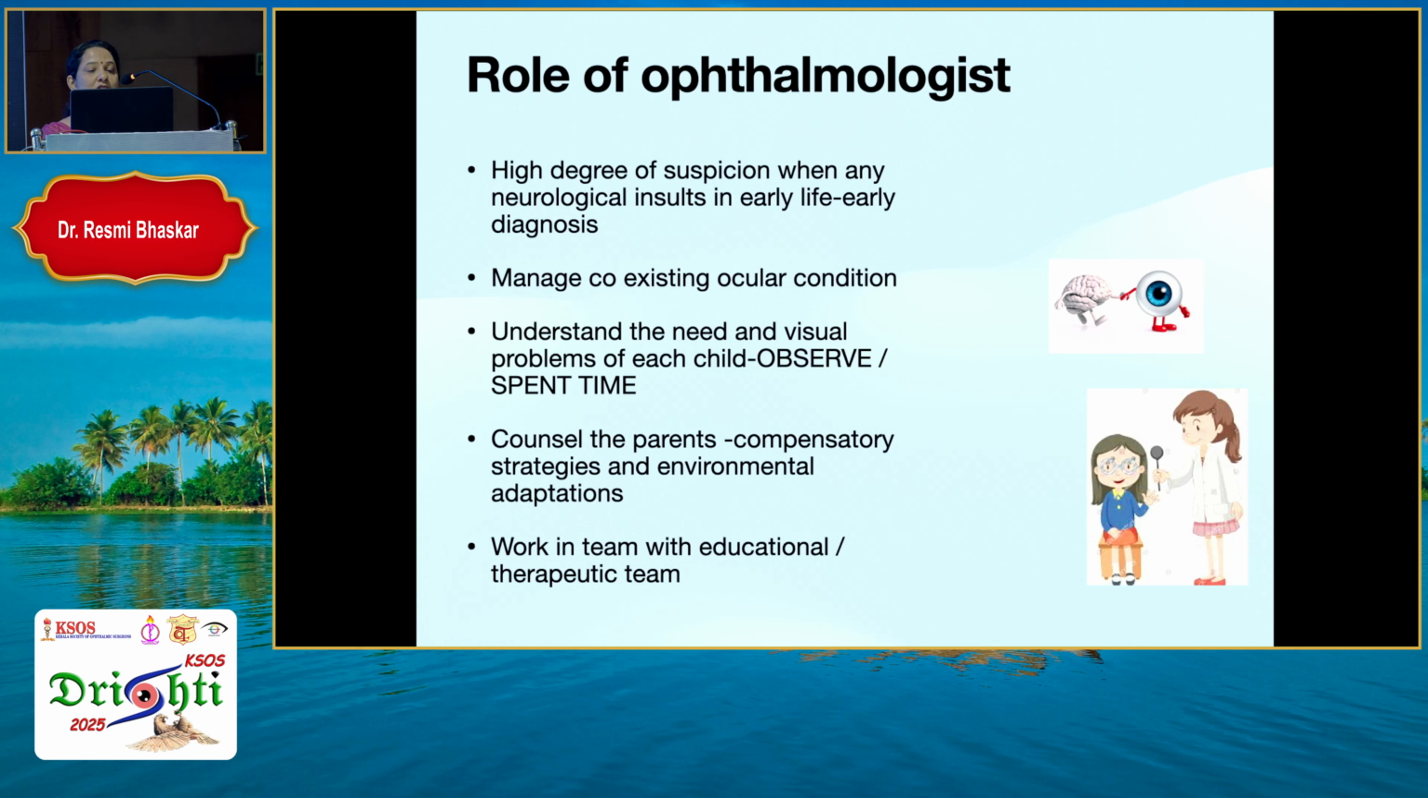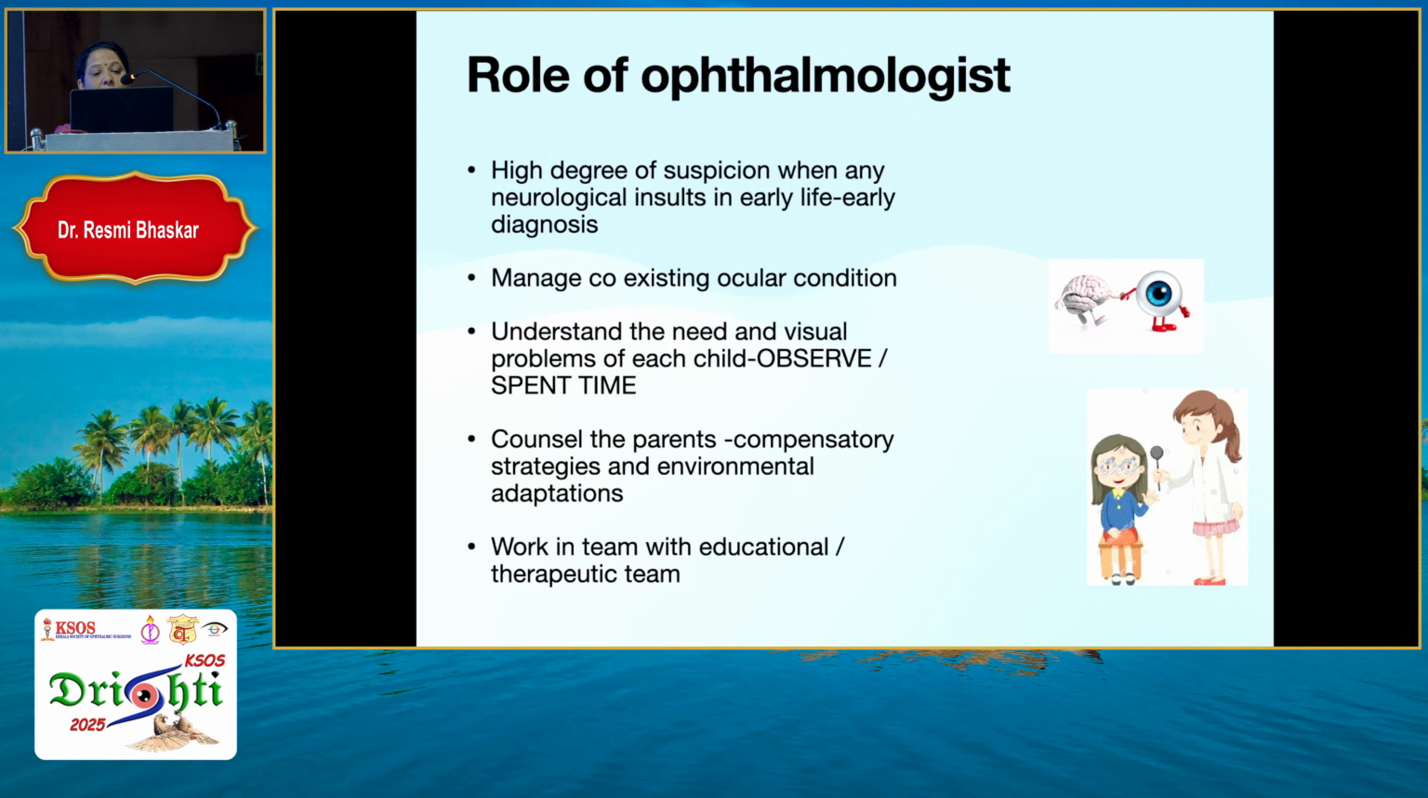So what is our role as ophthalmologists? A high degree of suspicion should be there if any neurological insult is there. Manage the coexisting ocular condition. Understand the need and visual problem of each child. Observe, spend time with them. If you are in a busy OPD, call them another day when you are relatively free. It will take around 45 minutes to 1 hour to evaluate and give the report to them.